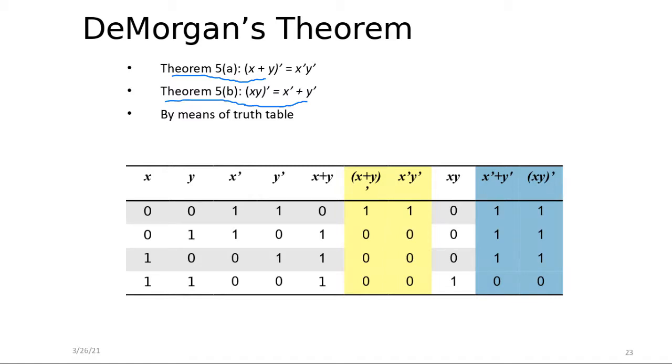Complements are important when you take the complement of some expression. You have to know what it means. De Morgan's theorem is important for that, and I recommend you memorize this truth table. You have to know that very well.